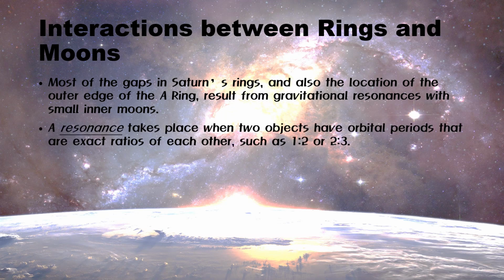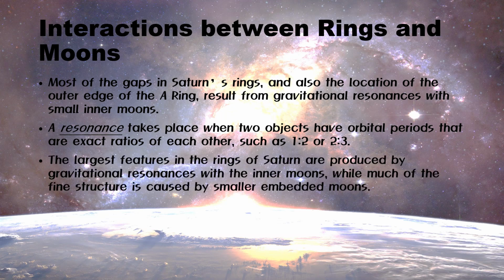Now, resonance takes place when 2 objects have orbital periods that are exact ratios of each other, such as 1 to 2 or 2 to 3. The largest features in the rings of Saturn are produced by the gravitational resonances with the inner moons, while much of the fine structure is actually caused by the smaller embedded moons.